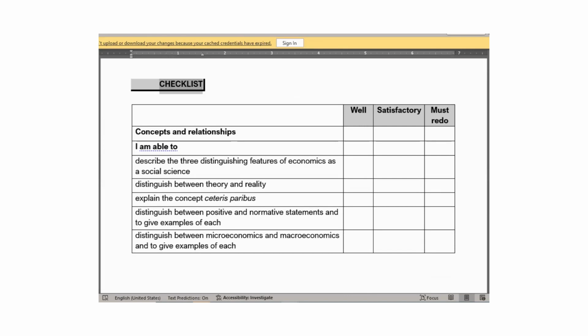Checklist. Well. Satisfactory. Must redo. Concepts and relationships. I am able to: describe the three distinguishing features of economics as a social science; distinguish between theory and reality; explain the concept ceteris paribus; distinguish between positive and normative statements and give examples of each; distinguish between microeconomics and macroeconomics and give examples of each.